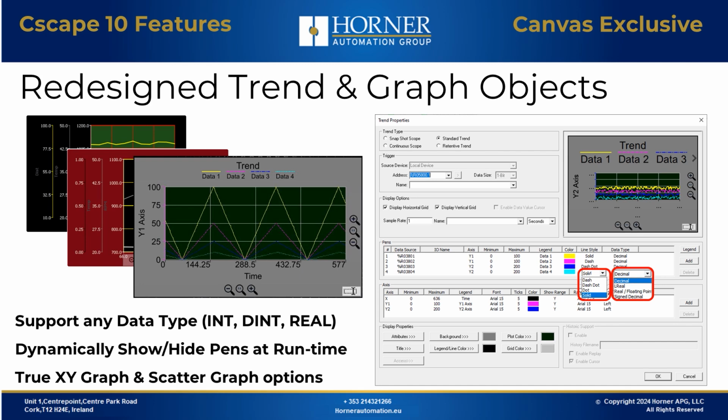There have been a lot of other changes made to these objects. For example, with trends you can now have up to 16 pens on a single trend, you can have multiple y-axes, and you can support multiple variable types at runtime. The operator can now also dynamically show and hide individual pens at runtime, which can be useful if you want to focus in on one pen, for example. Then from a graph standpoint, you also have more flexibility with XY graphs and the option to create scatterplot graphs.